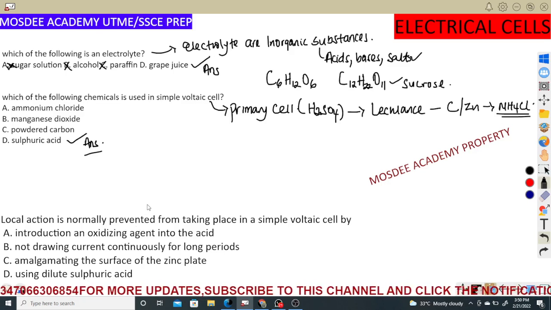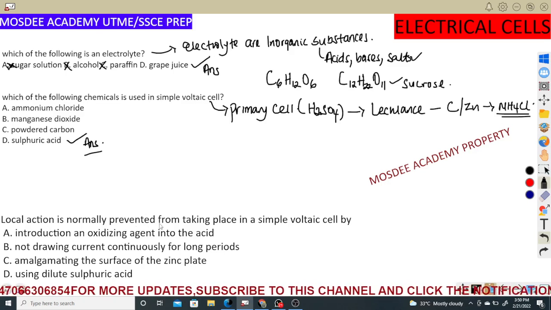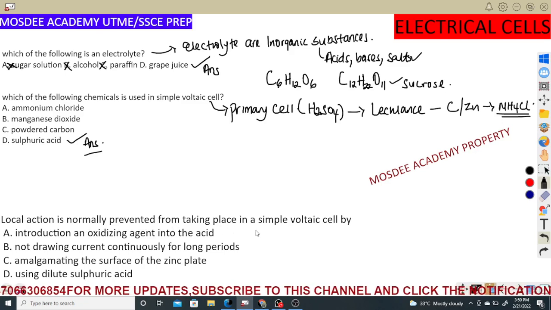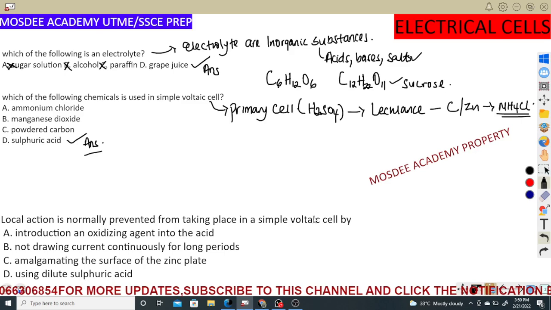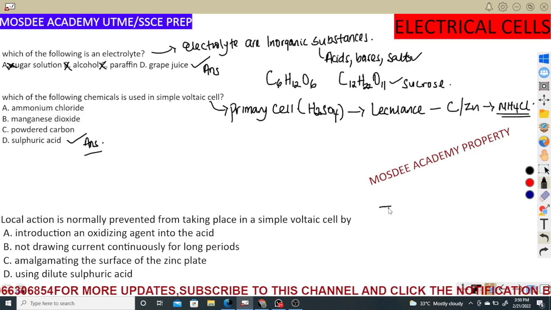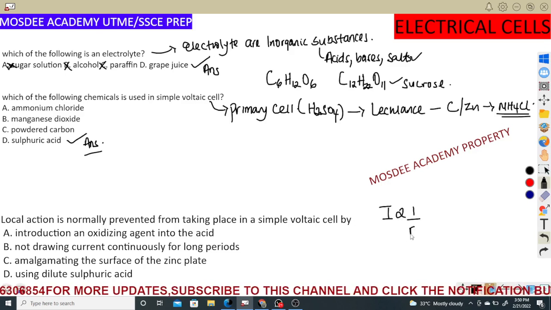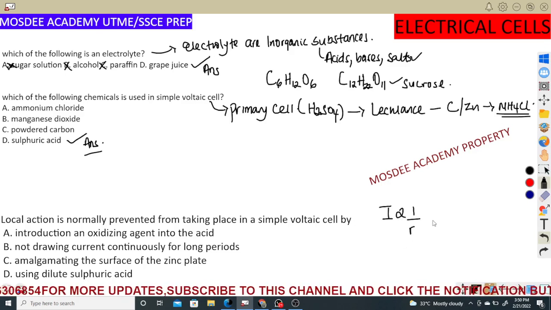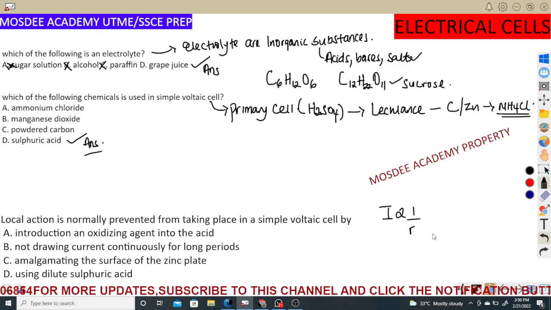The next question is, local action is normally prevented from taking place in a simple voltaic cell by dash. Now, let me tell you that we said current is inversely proportional to resistance. For cells, we talk about internal resistance. For a circuit, we talk about both internal and external resistance. We are still going to talk about that when we get to the topic of electricity, which some of you already have an idea about.